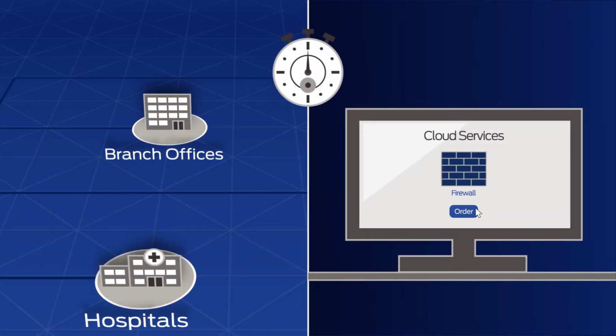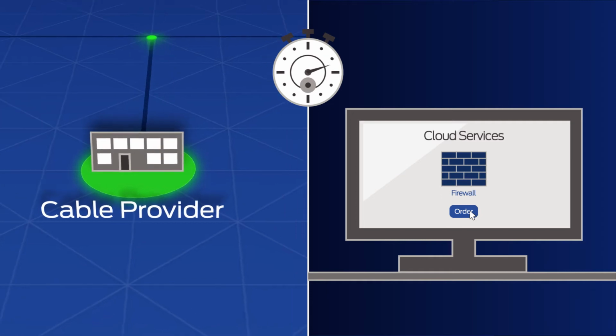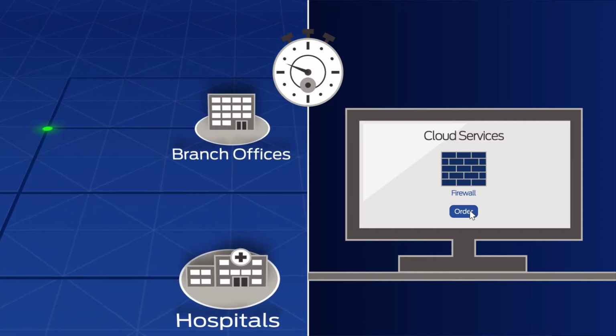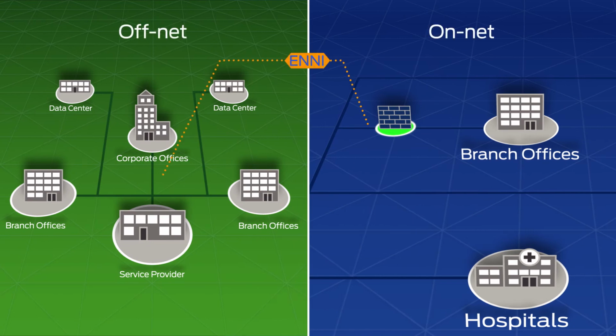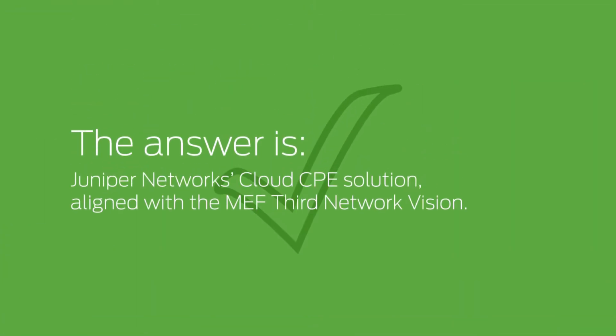How will you design, deploy, and provision new services in minutes instead of months? How will you expand your footprint to off-net markets? How will you provide the on-demand experience your customers now expect? The answer? Juniper Networks Cloud CPE solution, aligned with the MEF Third Network vision.